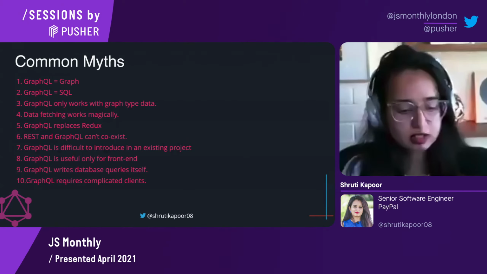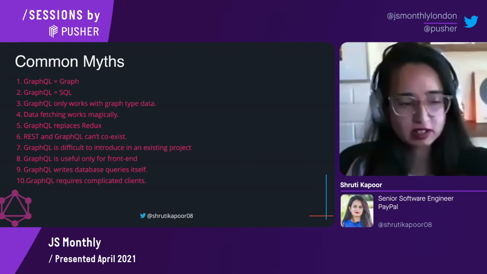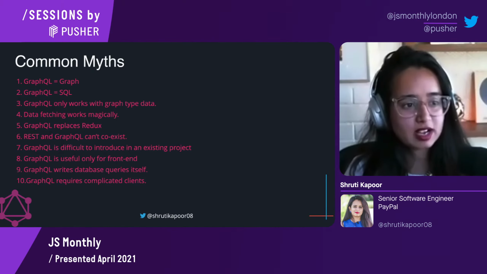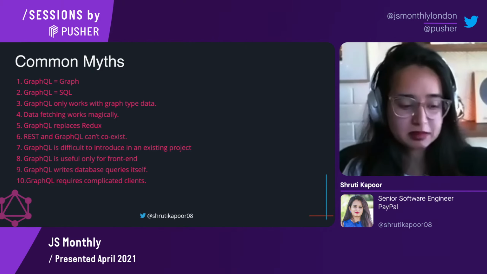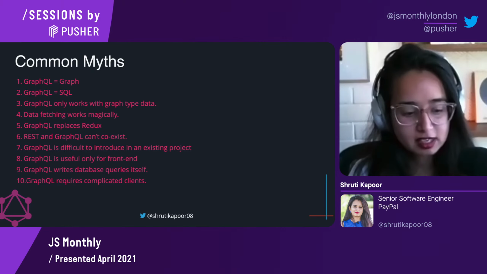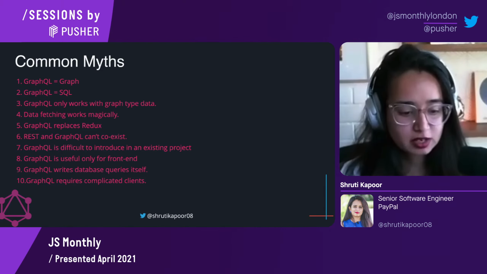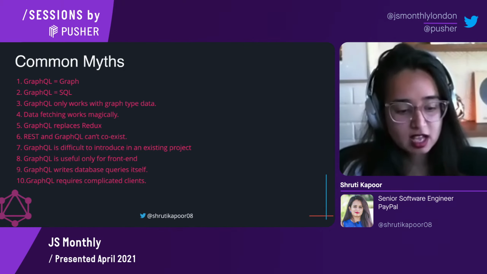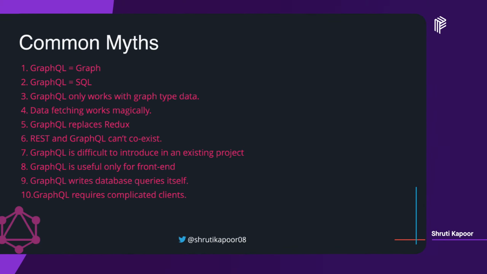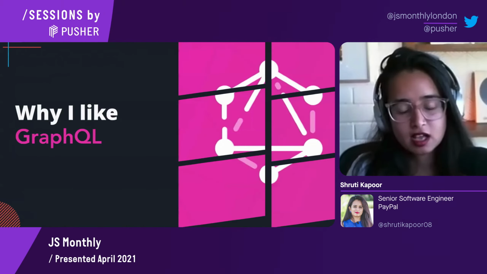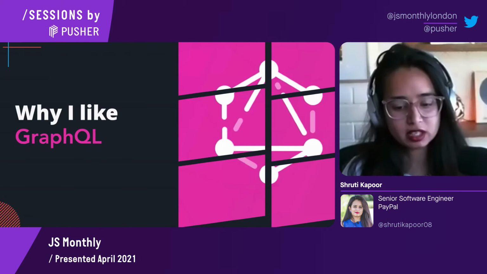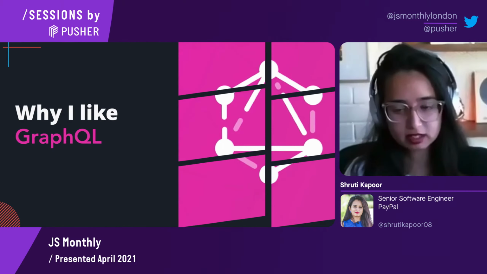So to sum up, the 10 myths that we looked at were: GraphQL is similar to Graph or SQL, that GraphQL only works with graph type data, that data fetching works magically, or that GraphQL replaces Redux, that REST and GraphQL can't coexist, and that GraphQL is difficult to introduce in an existing project. GraphQL is only useful for front end, it will write database queries itself, or it requires complicated clients. From my personal perspective, I really like GraphQL because I've been using it a lot on the front end and now a lot on the back end as well.